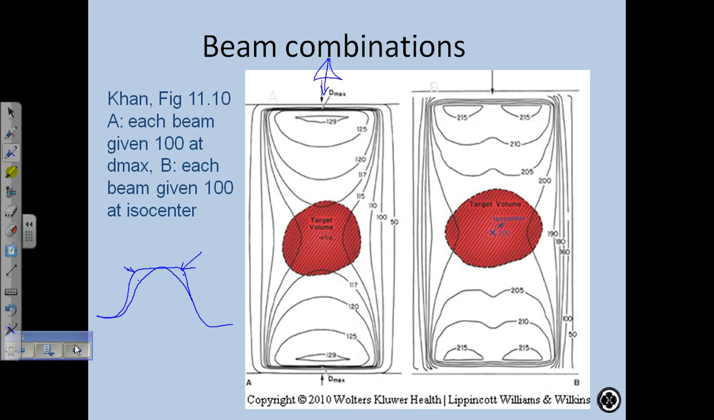All right, and then the difference between this and this, I think they just renormalized it. Each beam is given 100 at Dmax. So this beam here is weighted at 100 centigray at Dmax. This one's weighted at 100 centigray at Dmax. This extra 29 is due to the exit contribution. And then in B, each beam is given 100 at the isocenter. So in this case, the weight point is assigned at the isocenter, and beam A gives 100 to the isocenter, and beam B gives 100, and it just shows that. This beam here is going to give more dose than this beam here.